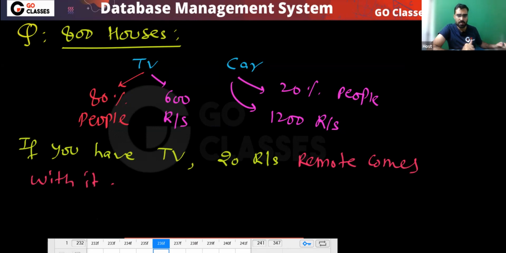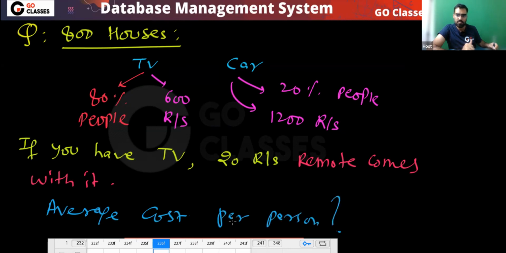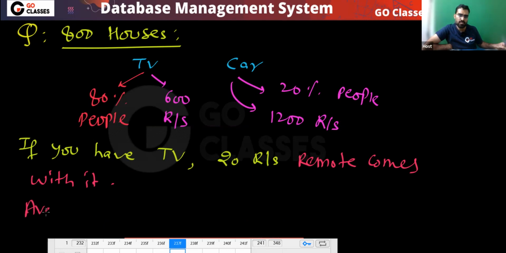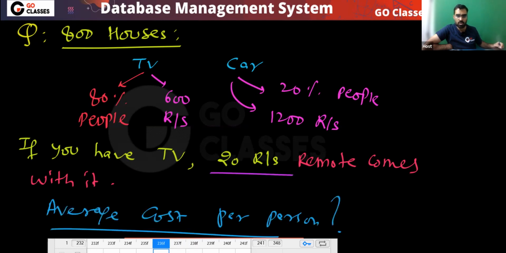Now you tell me the average cost per person. Tell me. Okay, so if you purchase the TV, then a 20 rupees remote also comes with it. So now you tell me the answer. So the average cost, what will that be per person? For one person, how much cost?